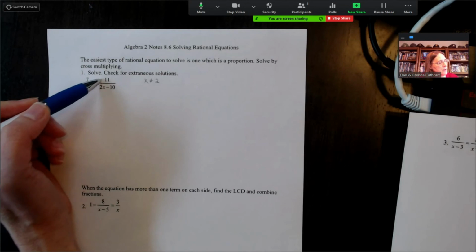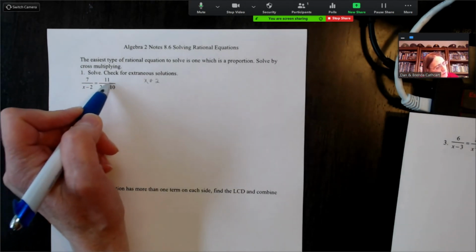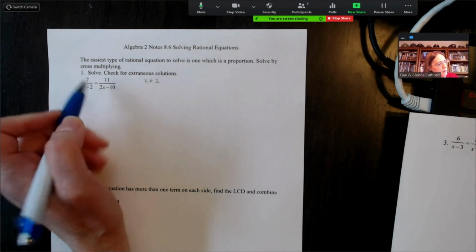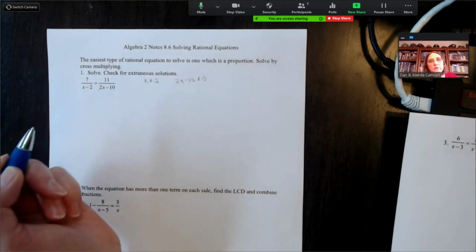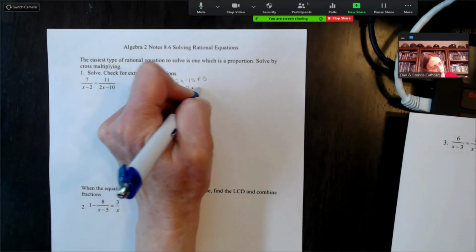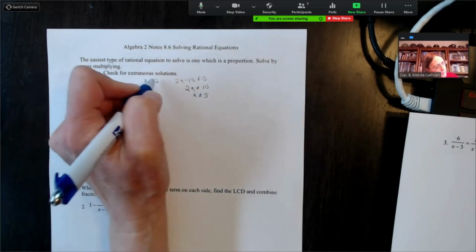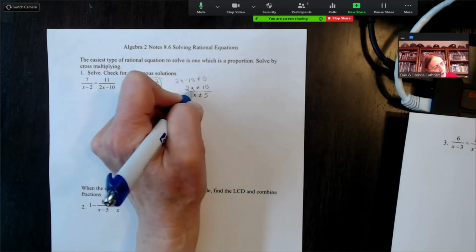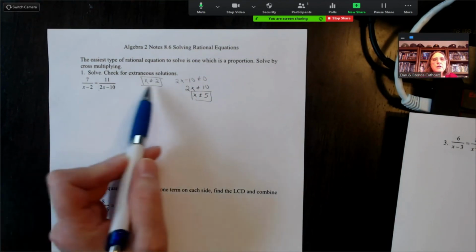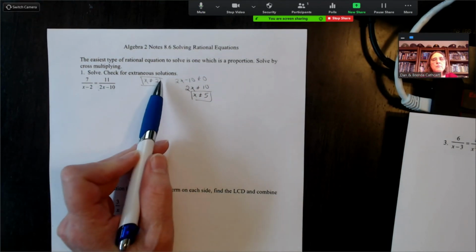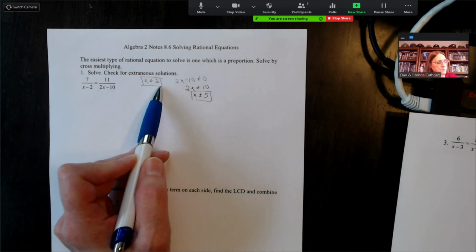In the fraction 11 divided by 2x minus 10, again, we have the restriction that the denominator can't be 0, so 2x minus 10 can't be 0, which means 2x can't be 10, or x cannot equal 5. So when I find my solutions to this rational equation, I need to check to make sure that my solution is not one of my excluded values for x.